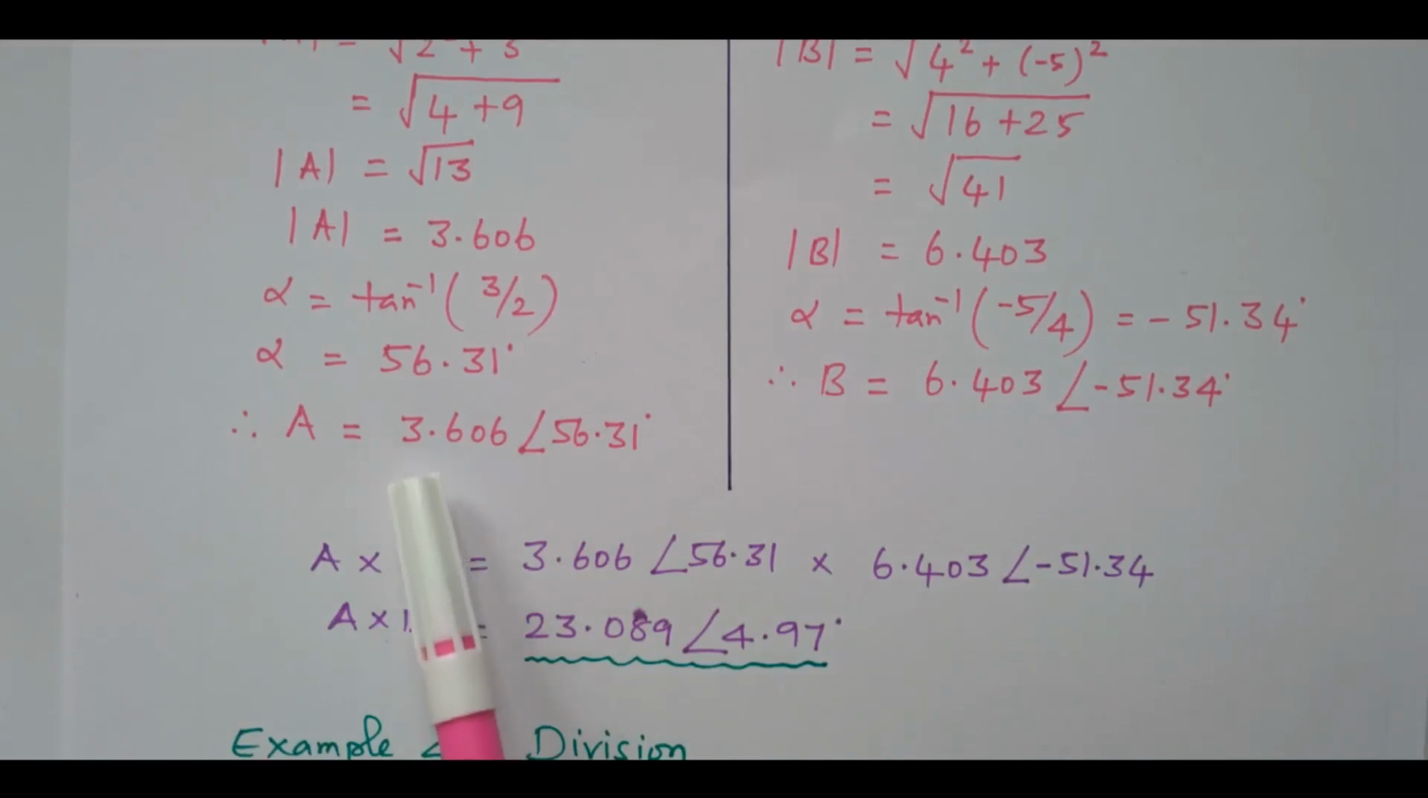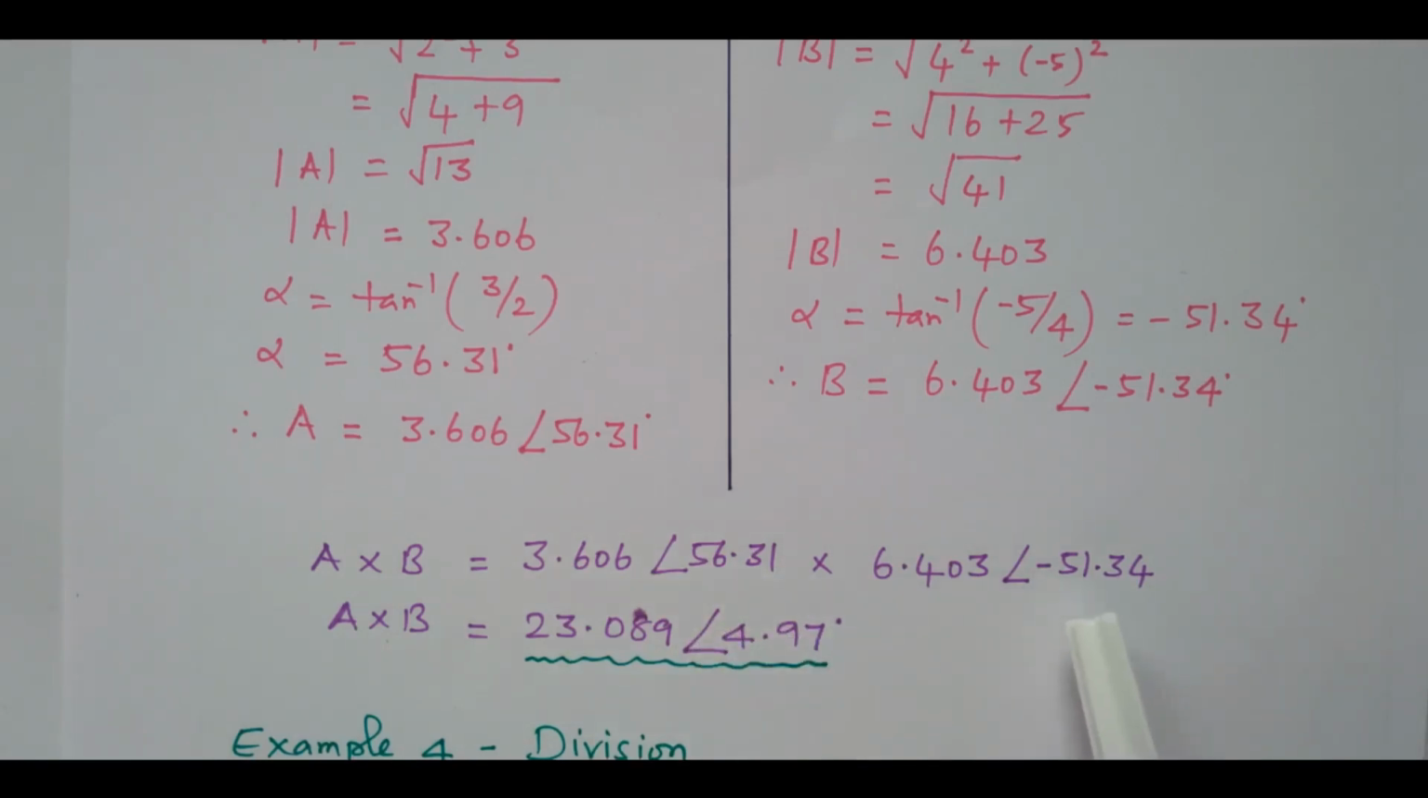So a into b. a is 3.606 with an angle of 56.31. b is 6.403 with an angle of minus 51.34. How will you multiply these two? You multiply the two magnitudes, which gives 23.089. What about the angle? The angles should be added together. For multiplication, we multiply the magnitudes and add the angles.